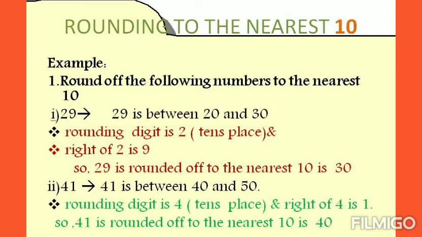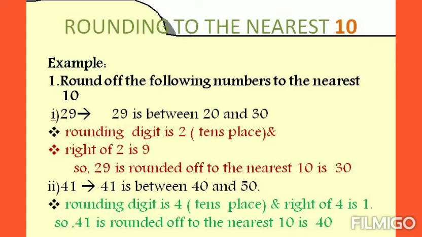Now, let us consider the first question. In that, the given number is 29. We are going to round off the number 29 to the nearest 10. Now, according to the rule, let us find the rounding digit. It is at the tens place, since we are going to round off the numbers to the nearest 10. So the rounding digit in this number is 2.